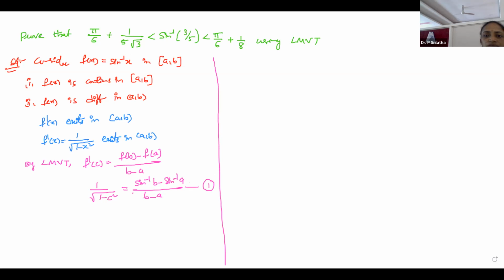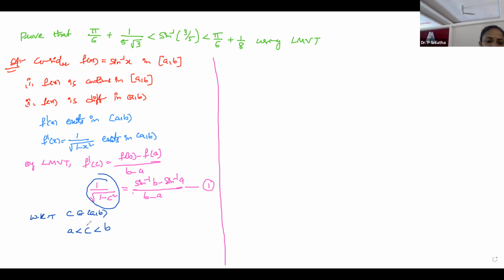And also we have one more condition. What is that leftover condition? We know that c belongs to the open interval a comma b. So what is the meaning of this? This is nothing but a less than c less than b. Okay, so in between we are having c, so we have to convert this c as 1 by under root of 1 minus c square.